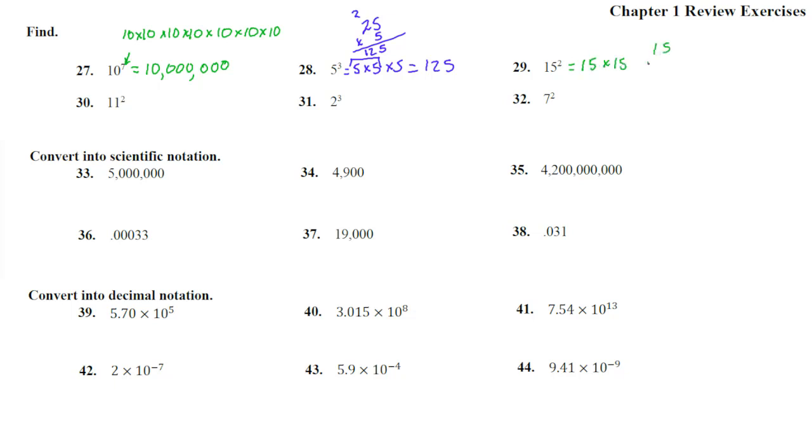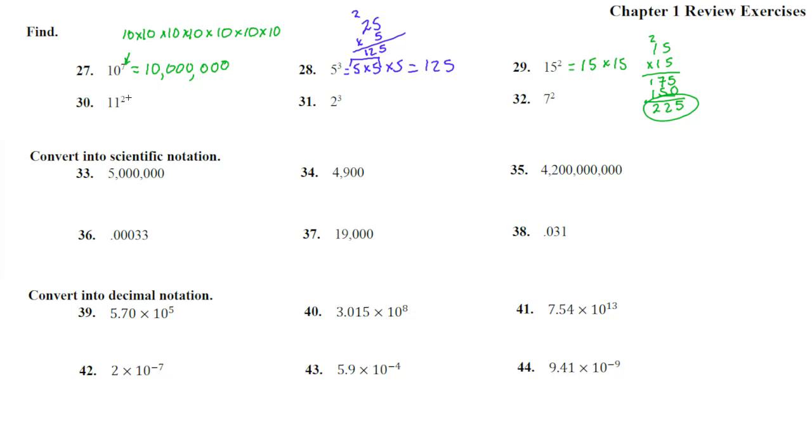Do it out here. 5 times 5 is 25. 5 times 1 is 5, plus 2 is 7. Then put a 0 down there. 1 times 5 is 5. 1 times 1 is 1. And so we get 15 with the 0. 7 plus 5 is 12. Carry the 1. 225. So 15 squared is 225.